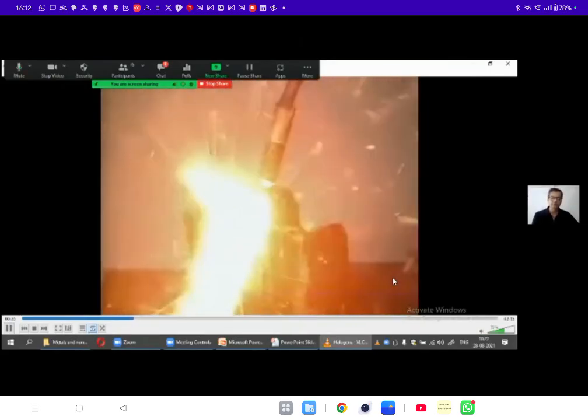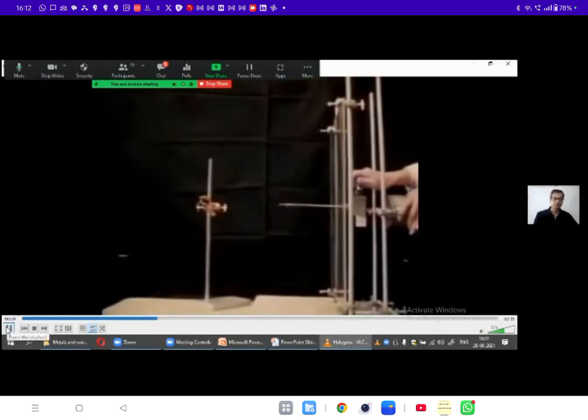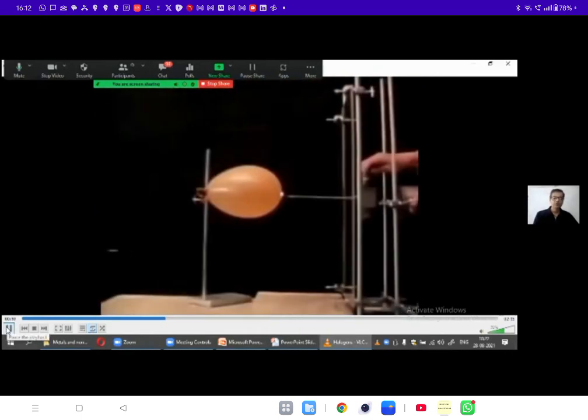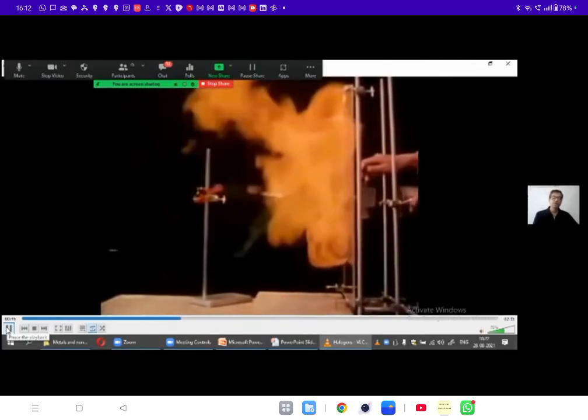Now let's see the reaction with hydrogen. Put fluorine on a balloon, and the balloon reacts. The jet of fluorine gas pierces the balloon as it explodes with the hydrogen inside. Let's see it again in slow motion. Now you can see the fire. Fluorine is very, very reactive.